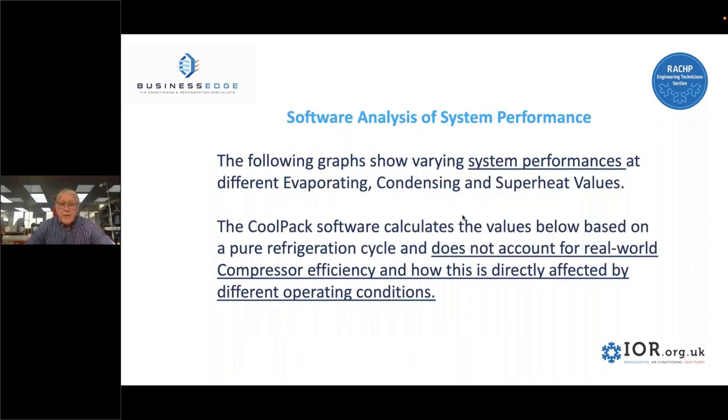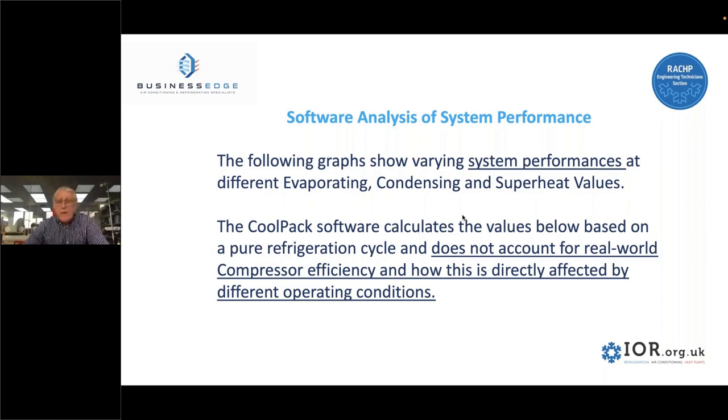I'm going to show you a number of graphs that show varying system performance at different evaporating, condensing, and superheat values. I'm not going to cover subcooling, that would expand this talk too much. Initially, I'm using CoolPak software, which is quite a neat product. It enables you to put in your operating parameters of a refrigeration cycle and see exactly what's going to happen to cooling capacity, heat rejection, power input, and its COP. But really importantly, this all assumes a perfect compression cycle. So keep that in mind as we move through these slides, which I'll try and do fairly quickly.